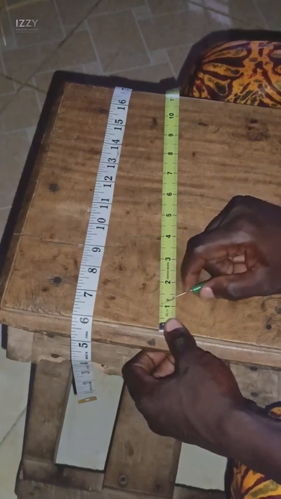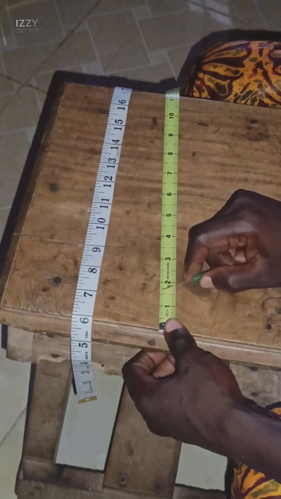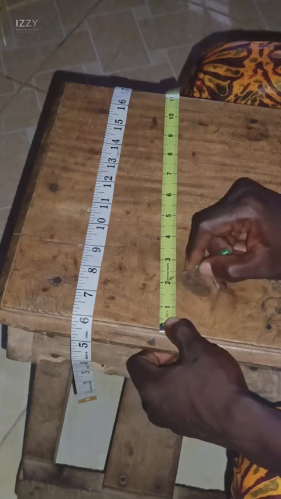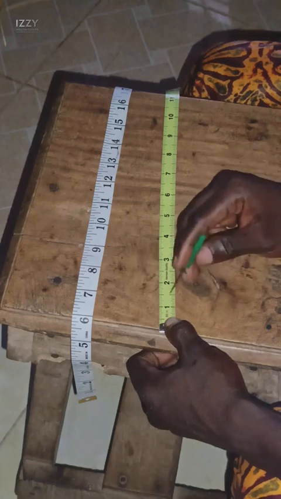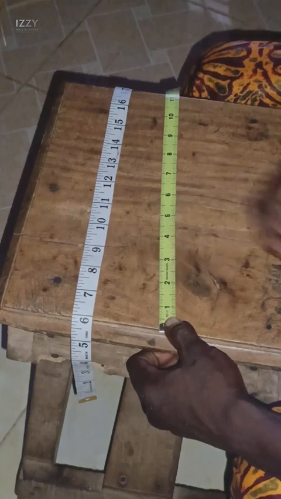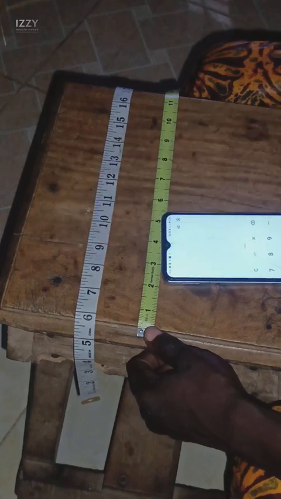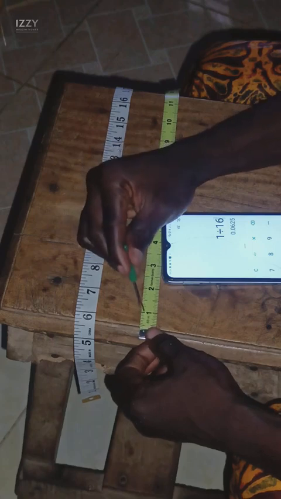Let's count it again. 1, 2, 3, 4, 5, 6, 7, 8, 9, 10, 11, 12, 13, 14, 15, 16. So for you to get from 1 to 2, you will have 16 little lines, and that is why it is called 16 gapping. For us to do that again, the same principle we follow for this, 1 divided by 16, which is 0.0625. That means after 1, this small value is 0.0625.